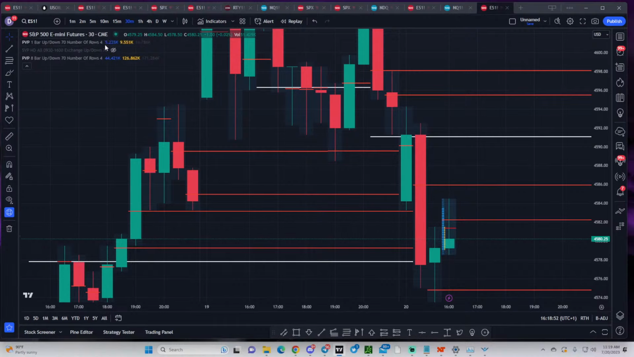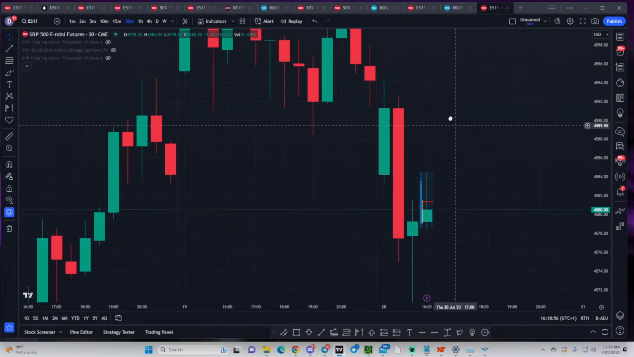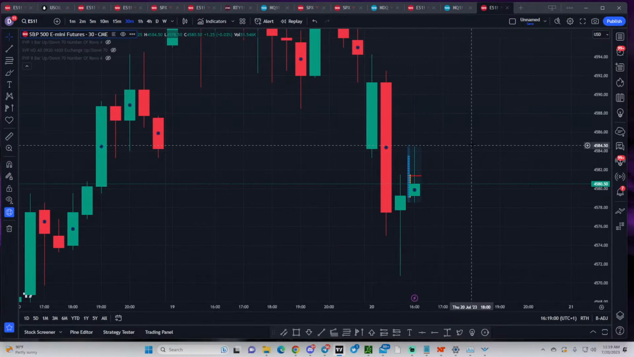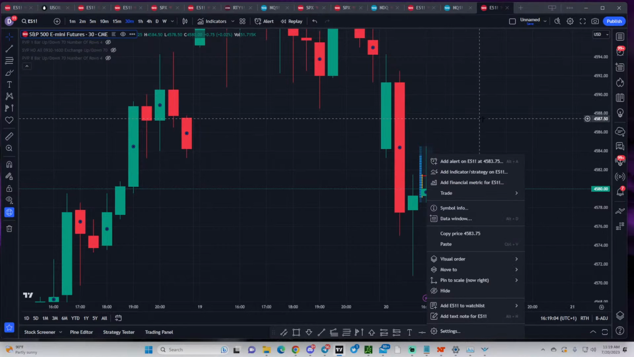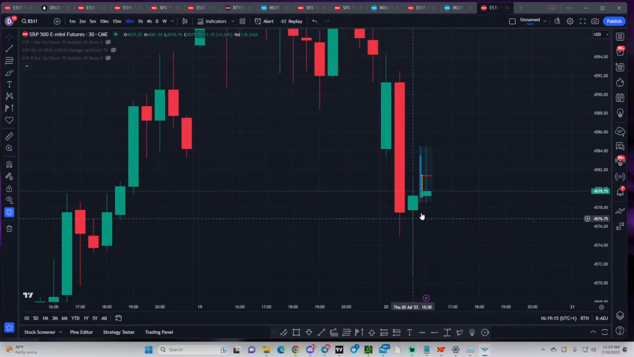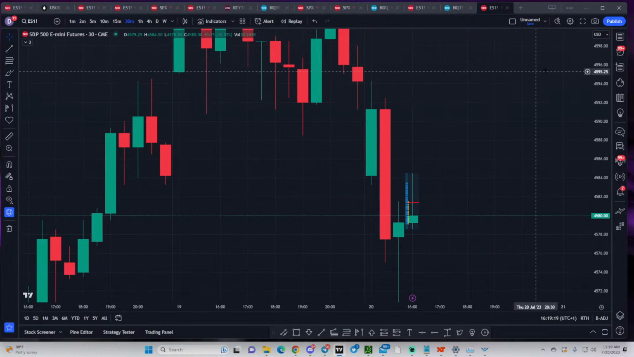Let me hide these indicators here so we can clear things out. Every single volume profile has, I'm going to remove that indicator. I don't know why I have a volume profile in there. But anyways, every single volume profile has 3 components.